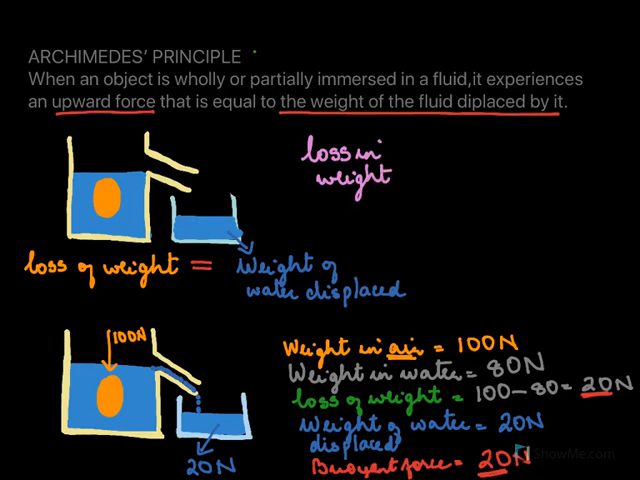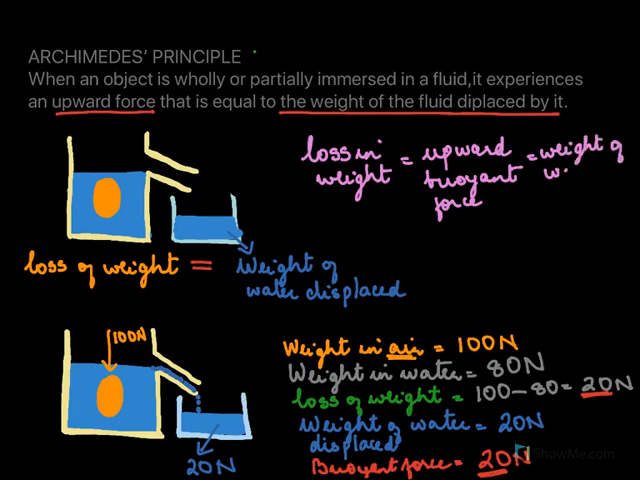Why is there a loss in weight? Because there's an upward buoyant force. So the loss in weight is equal to the upward buoyant force. And this upward buoyant force is also equal to the weight of water or fluid displaced. All these three quantities are equal.